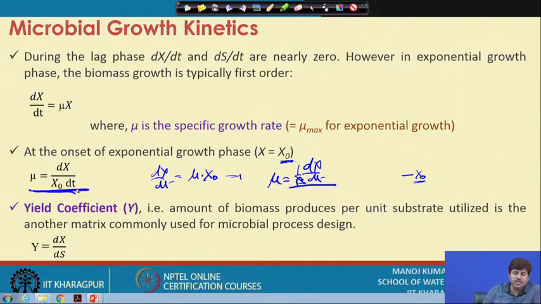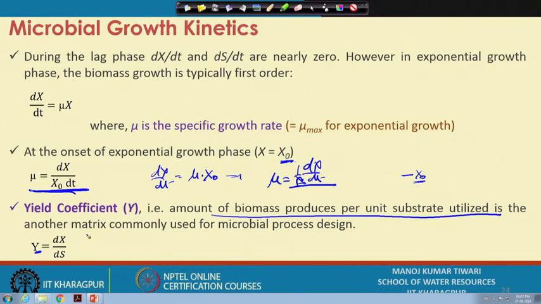That is what the specific growth rate is. And then there is another term which is typically used to model such processes, the yield coefficient, typically denoted by y, which is nothing but the amount of biomass produced per unit substrate utilized. So, if 1 kg of organic matter is decomposed or 1 kg of substrate is utilized, how much biomass is produced out of that 1 kg? This is a dimensionless number.